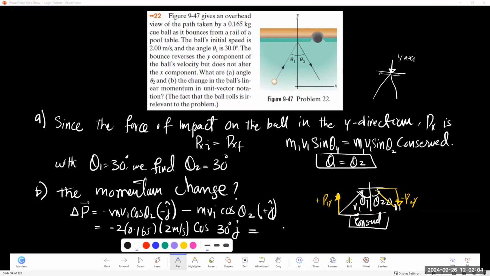If I solve them, the answer will be minus 0.572 kilogram meter per second. This is a momentum, and that is what the momentum is. The change in momentum is also a momentum quantity, and the direction is j. So it means this change in momentum happened along this axis, the y-axis. That is my answer.